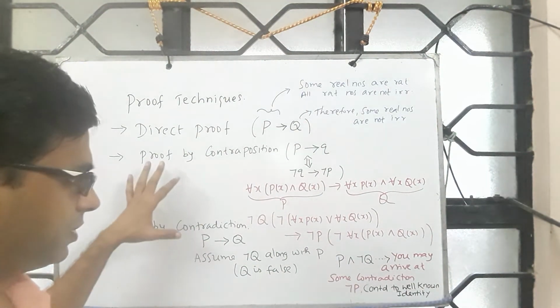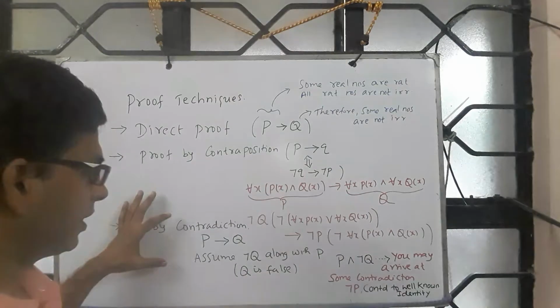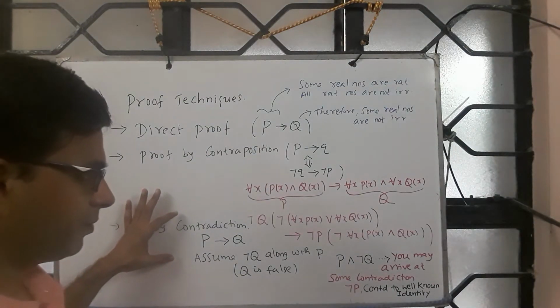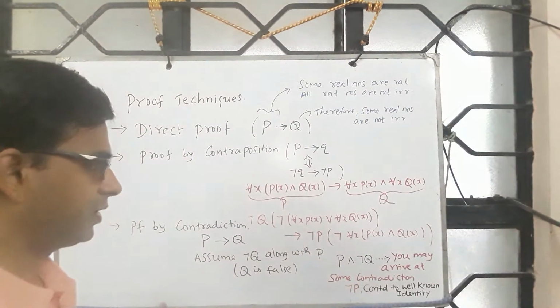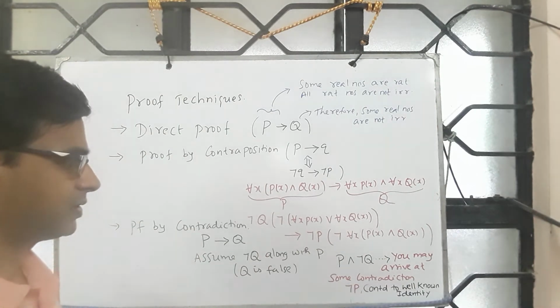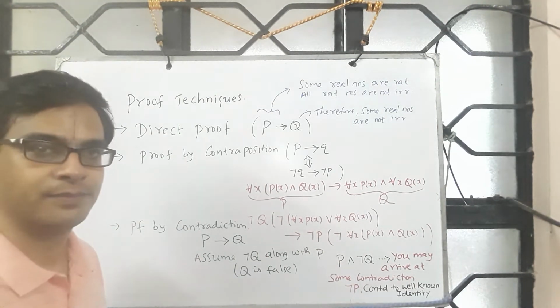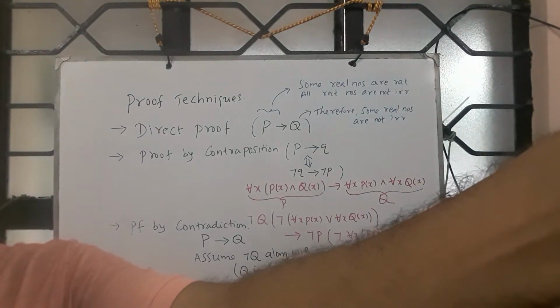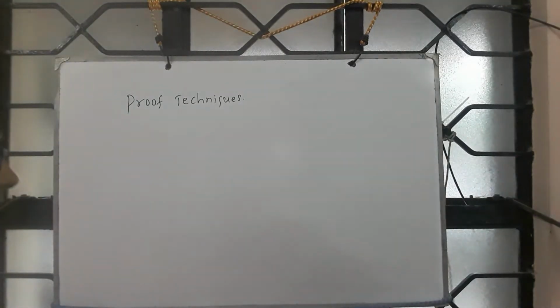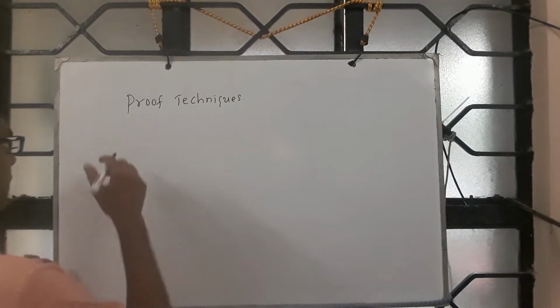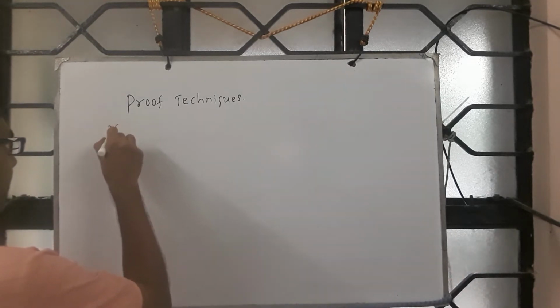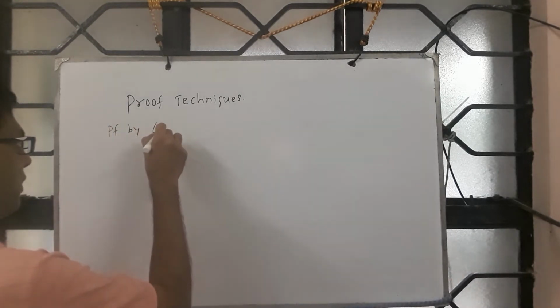And this is something very heavily used in mathematics, in particular in the field of discrete mathematics, in proving many well-known claims. Let's look at a case study for proof by contradiction.